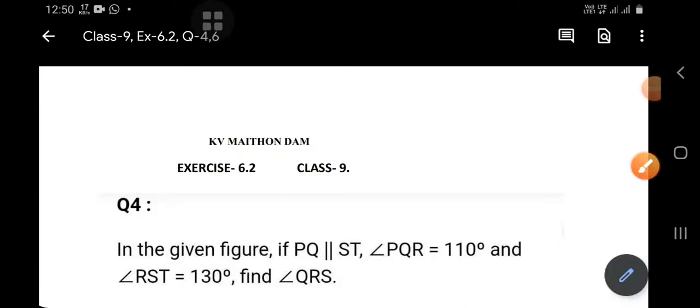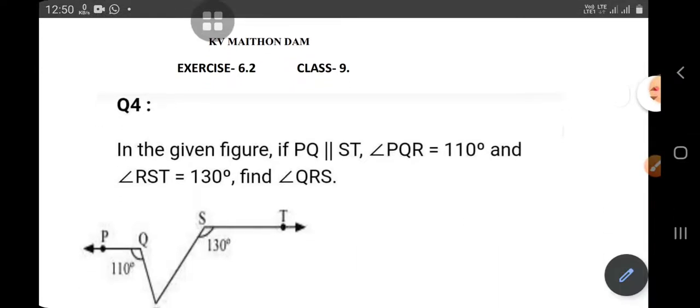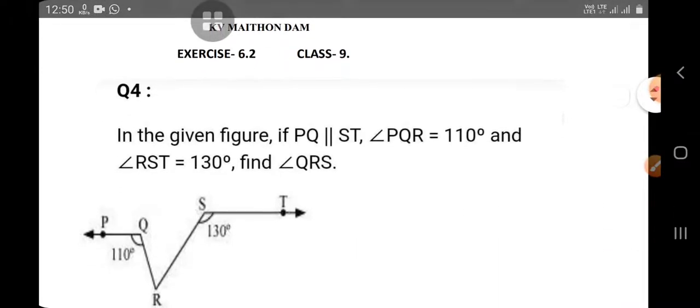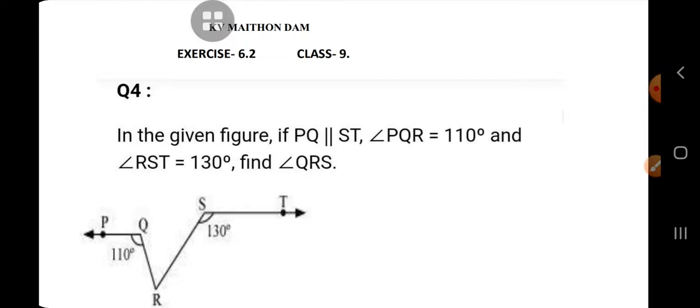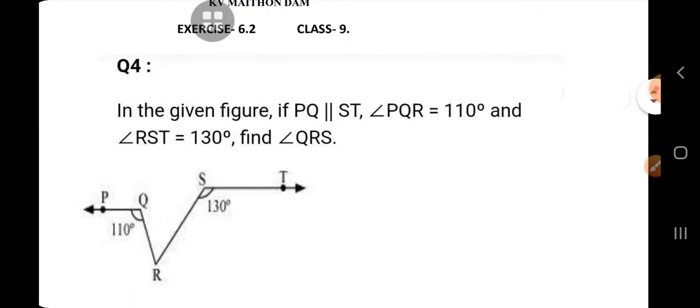Students, in this video, I am going to discuss question number 4, exercise 6.2 for class 9. Just read the question. In the given figure, if PQ is parallel to ST and angle PQR is equal to 110 degree and angle RST is equal to 130 degree, find angle QRS.